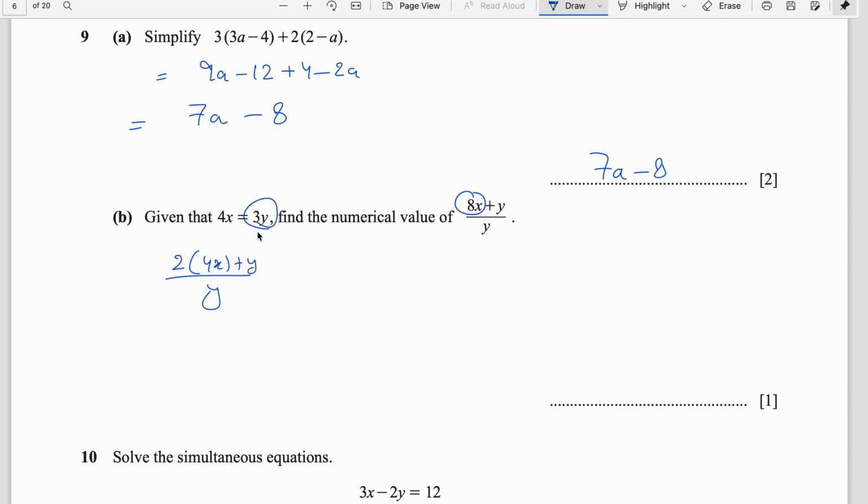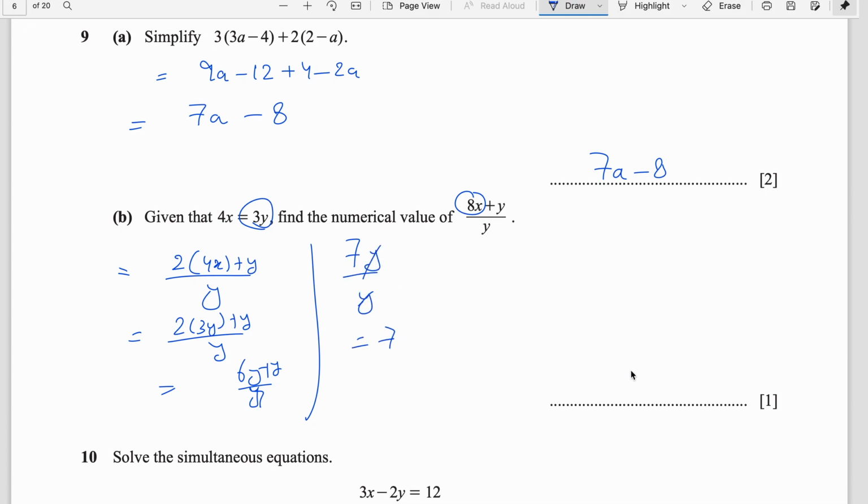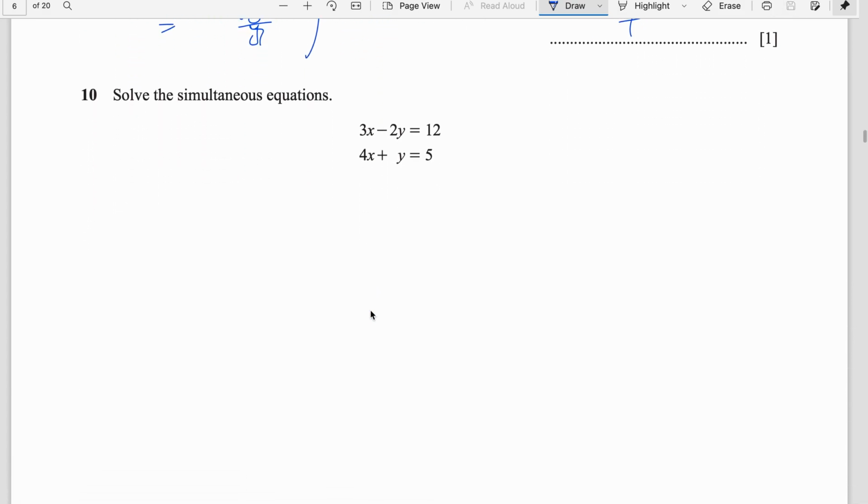So I know 4x is equal to 3y. So 2 into 3y plus y by y. 2 3 times is 6y plus y over y makes it 7y divided by y, and you're left with 7. You can do it either way. Answer will be the same.